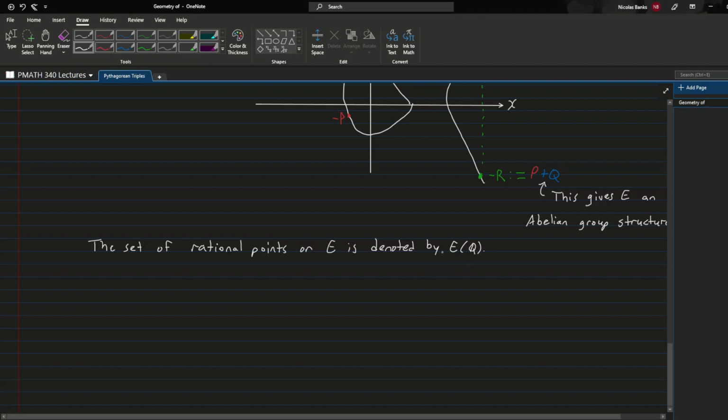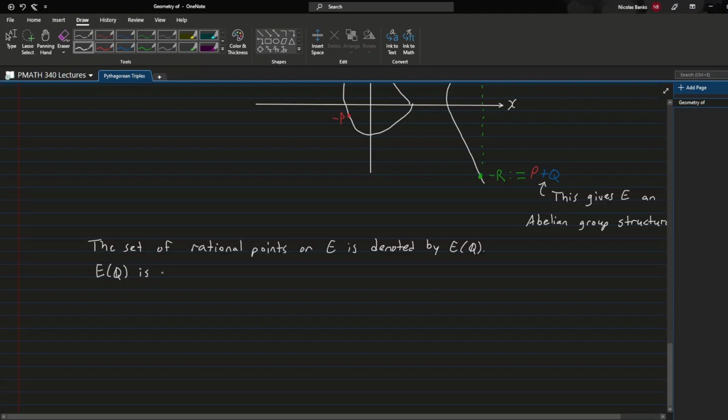And an extremely long research program in modern math has been to study E of Q for a general elliptic curve E. It's very difficult, but very interesting, because as you've seen above, it lets us answer a lot of questions about number theory with geometry.